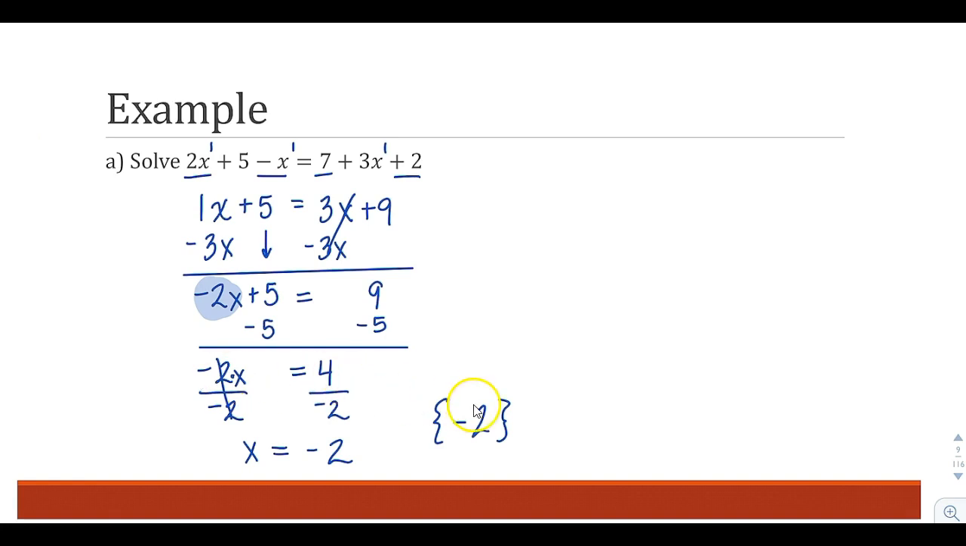So my answer here is negative 2. And to clarify, I could check my work as well. I could go back up to the original equation and substitute a negative 2 into each of the x's and simplify to make sure I have a true statement.